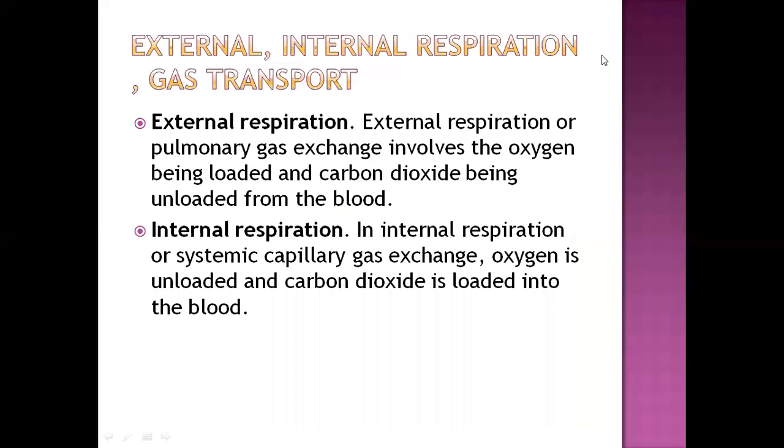After that, we have internal and external respiration and gaseous transport. Talking about external respiration, it is the respiration in which there is gas exchange between the oxygen loaded and carbon dioxide unloaded. In internal respiration, there is gas exchange in which oxygen is loaded into the blood and carbon dioxide is removed.